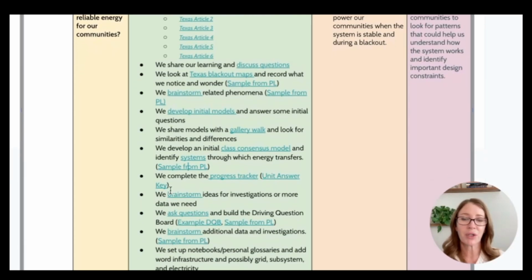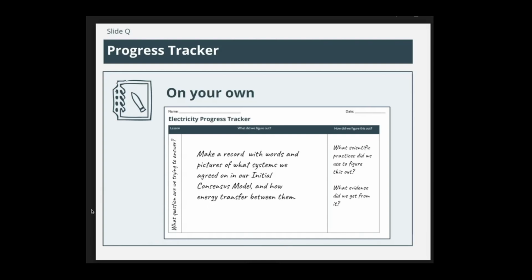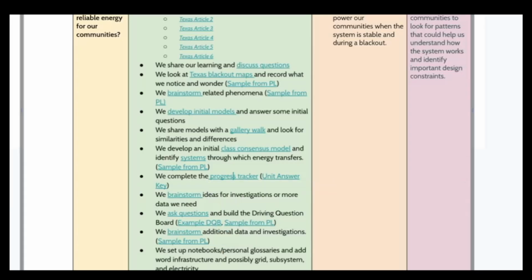So then we're going to complete our first progress tracker in the unit. Now, a progress tracker is where students write down ideas that are helping them show their learning over time, show how their thinking is changing, but also helps them metacognitively process their learning and write it down in pictures and words. I will provide a link below to a template progress tracker and also an answer key in the deep dive storyline. This unit actually has two types of progress trackers. This one would be considered all about the science ideas. And so they're going to put down what they figured out. How did we figure it out? I will provide a template.